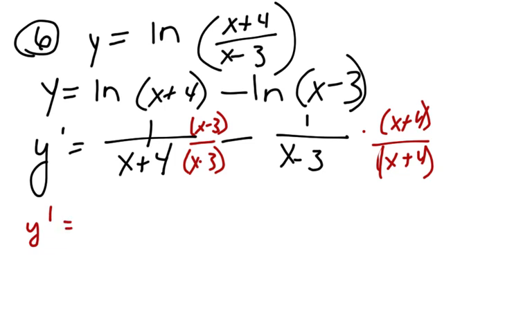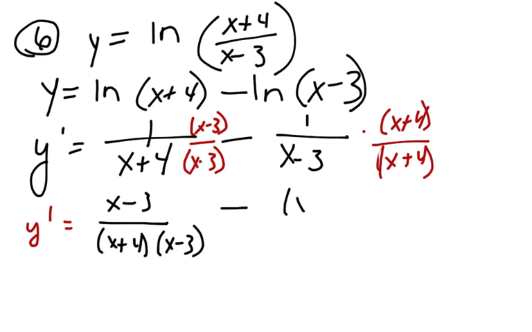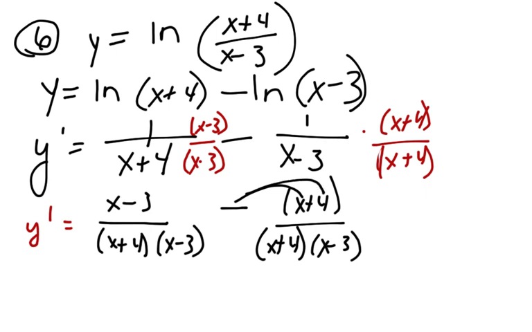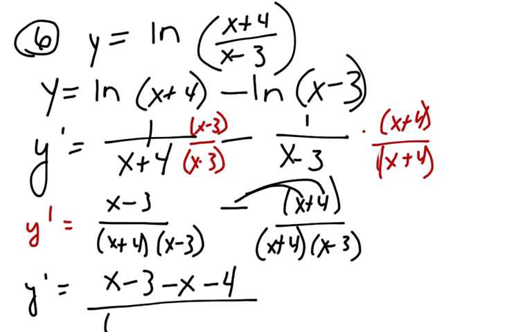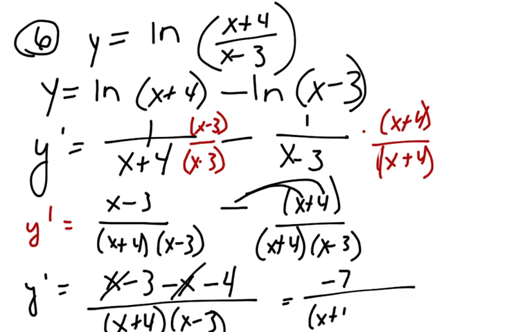So, this will be x minus 3 over, we can leave this in factored form, minus x plus 4 over that common denominator. Now this negative will distribute to both terms in the parentheses here. So you should have x minus 3 minus x minus 4 over the common denominator. Those x's simplify to 0. You'll have a negative 7 on top over this common denominator.